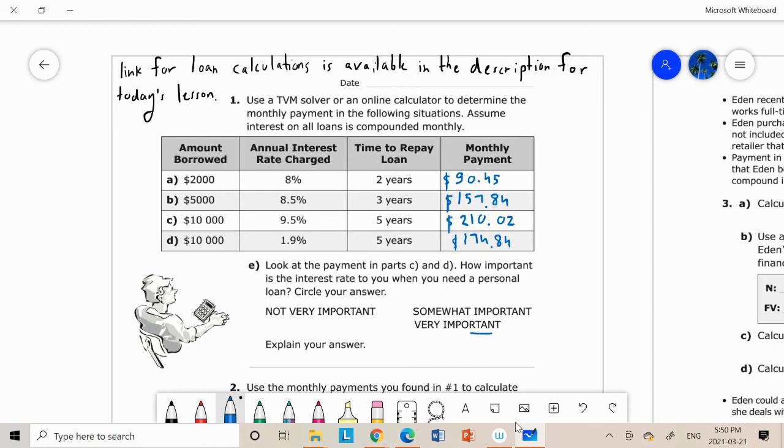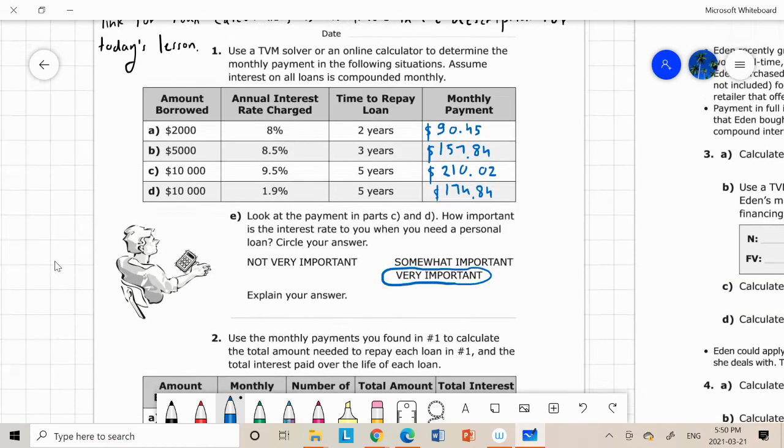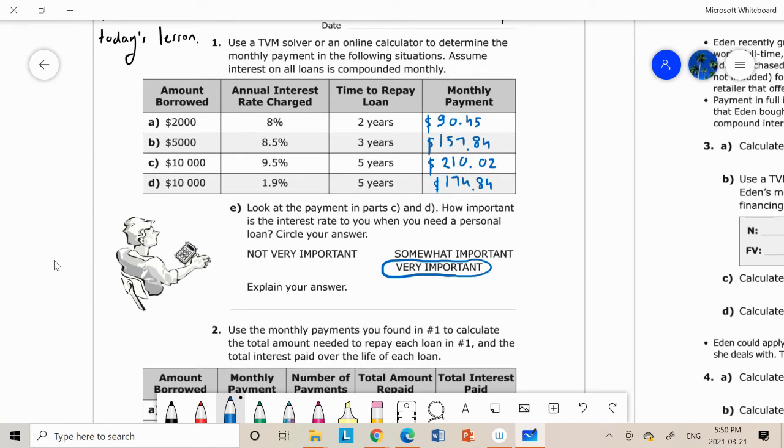So we'll circle that. And we will explain that the lower the interest, the less you will pay back. Right? You see, 174 is less than 210, almost $35, a little bit more than $35 difference every month.